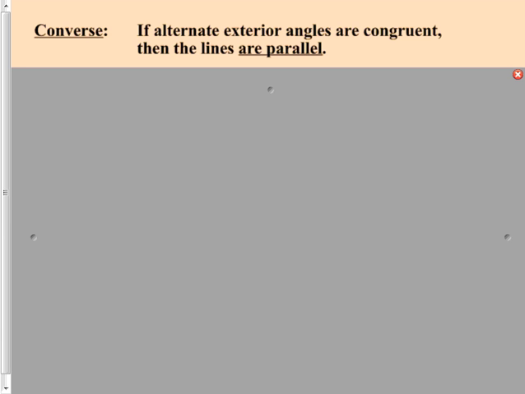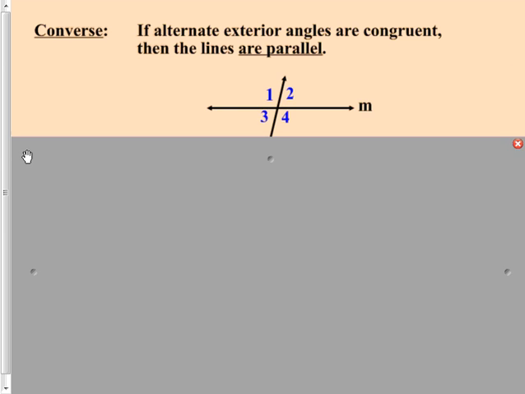And lastly, the converse of the alternate exterior angles theorem. The original theorem said if you have two lines that are parallel, then your alternate exterior angles are congruent. The converse says if your alternate exterior angles are congruent, then that means your lines are parallel.